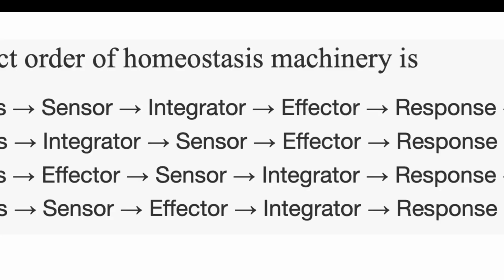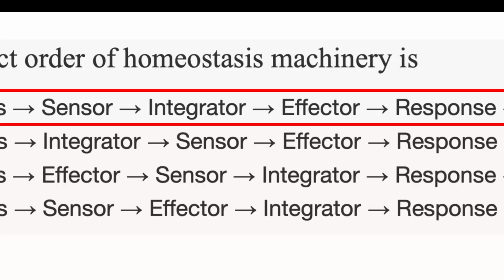Okay, I think it's enough time for this question and time for me to reveal the correct answer. The correct order of homeostasis machinery, and the correct answer to this question is option A: stimulus, sensor, integrator, effector, response, result. This is the correct order of homeostasis machinery. Congratulations to those who have answered this exact option. You guys are really correct. Well done.